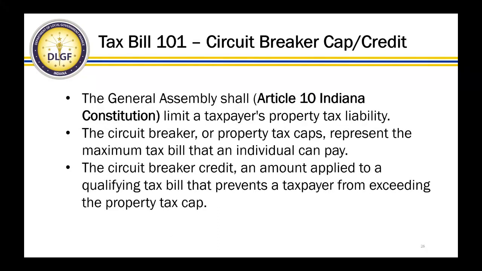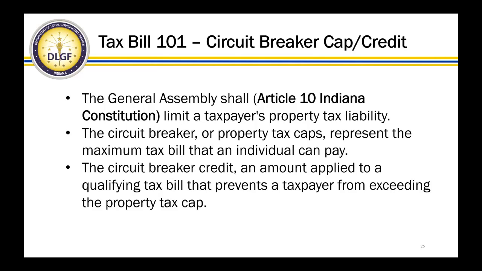So the second type of credit that is applied to the bill is not something you're going to find in statute, but this is where we start to get into the idea of what is the circuit breaker, what is the circuit breaker cap, what is a circuit breaker credit. About a decade ago, the General Assembly created a property tax cap, a circuit breaker cap, in the Indiana Constitution, so not in code, but in the Constitution. What that's designed to do is to identify the maximum tax bill any individual can pay in any given year. Once a tax bill exceeds that cap, a credit is applied for the difference.